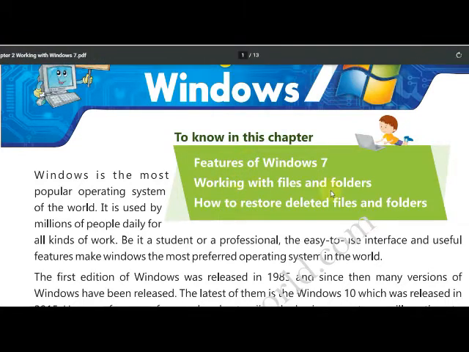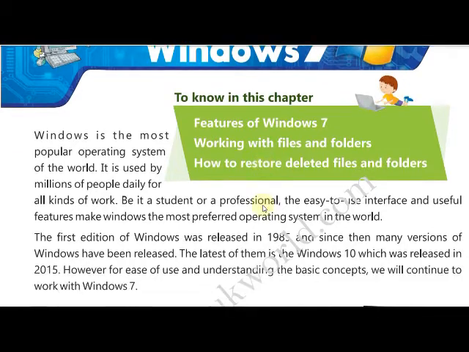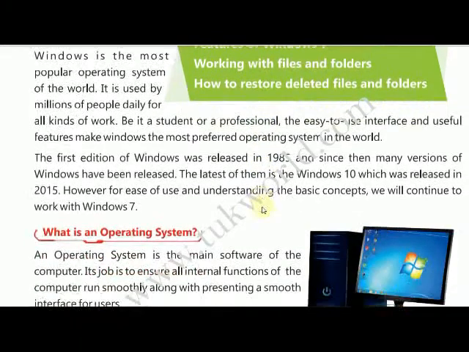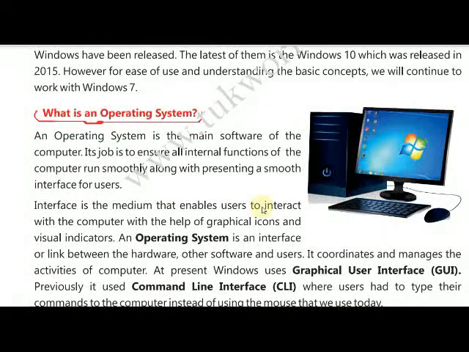Next, working with files and folders, that means we are going to organize files and folders. And last one, that is how to restore deleted files and folders, that means we are going to restore the files or folders which we deleted. Understand? Then let's see what is the first point of this chapter, that is what is an operating system.